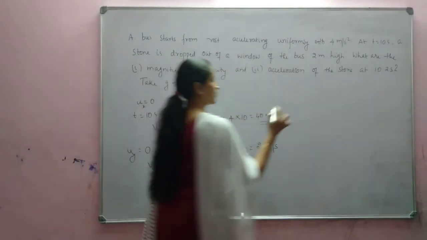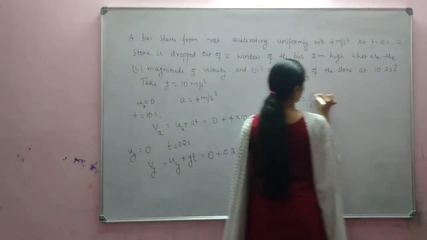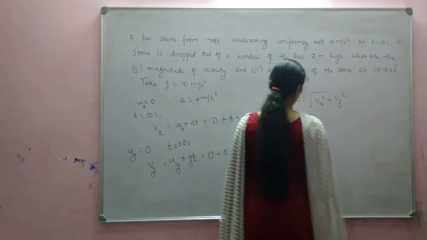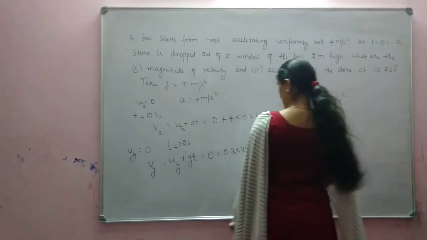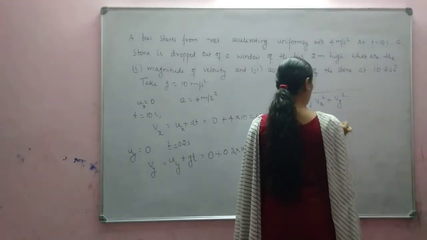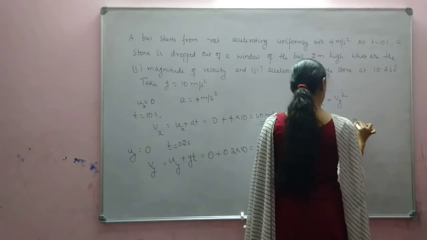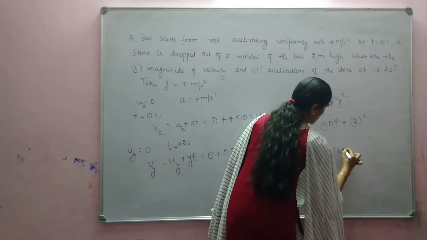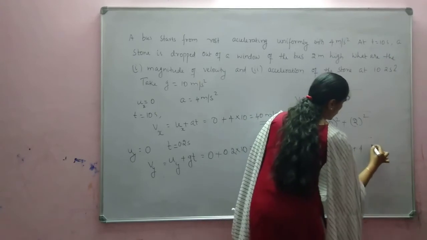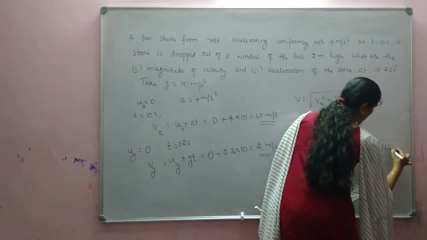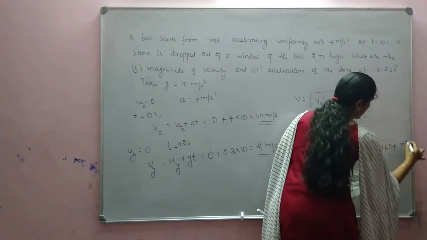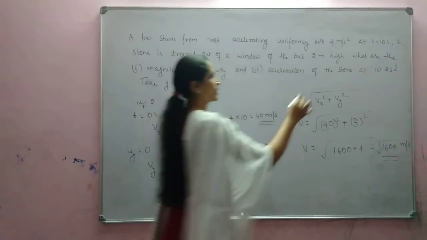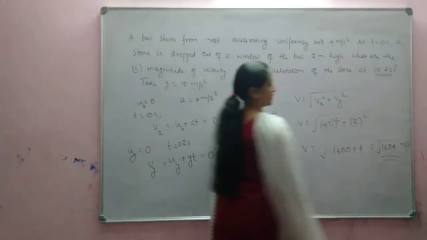Now we can find the resultant velocity magnitude. It is given by vx square plus vy square. So v is equal to root of 40 square plus 2 square, which is root of 1600 plus 4, root of 1604. We can write the unit as meter per second. So this is the velocity of the stone at 10.2 seconds.